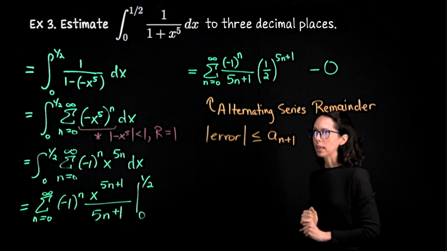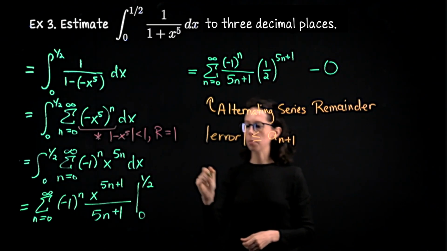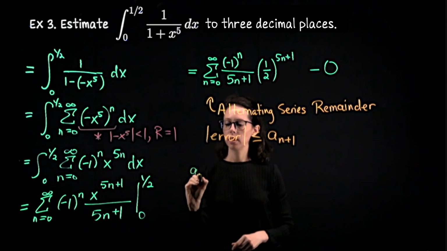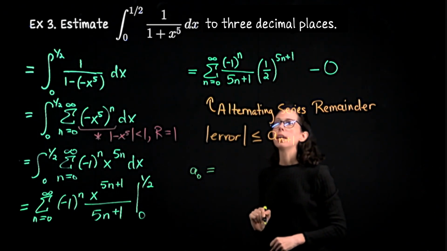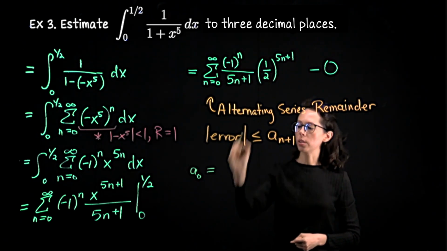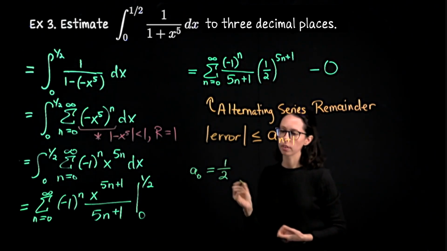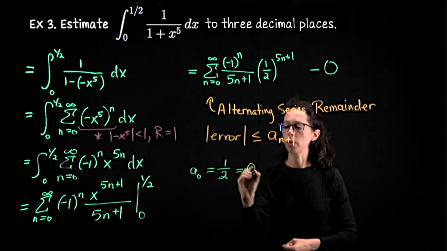Okay, let's see what the first few look like. So a sub 0, we're starting with an index of 0, is going to be negative 1 to the 0 over 1, 1/2 to the 1. So it's just 1/2. And it might be easier to work in decimals, so 0.5.